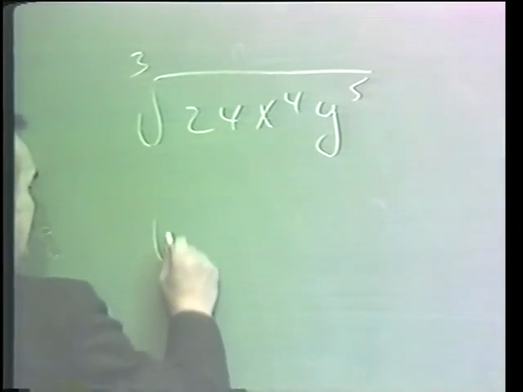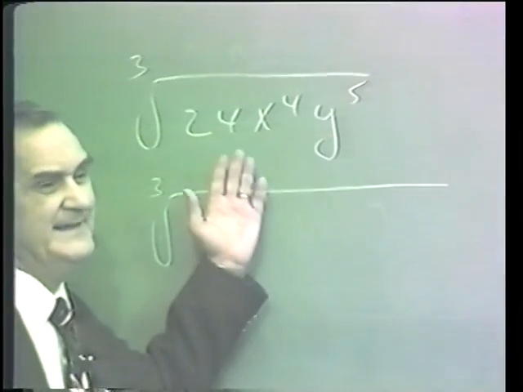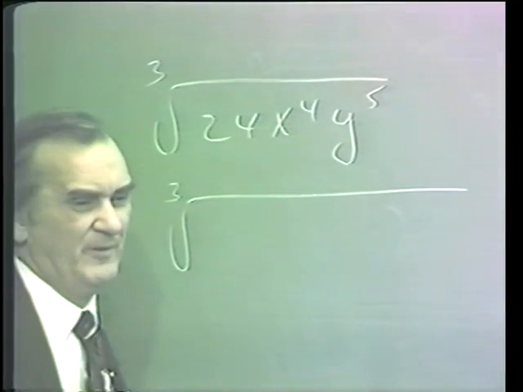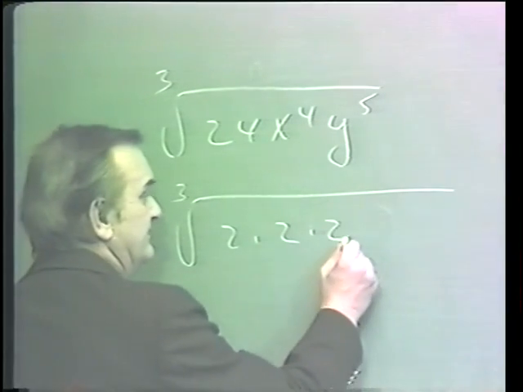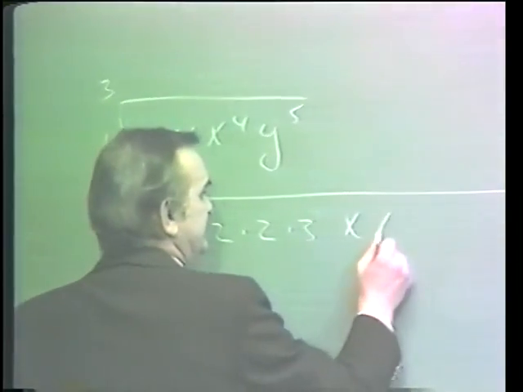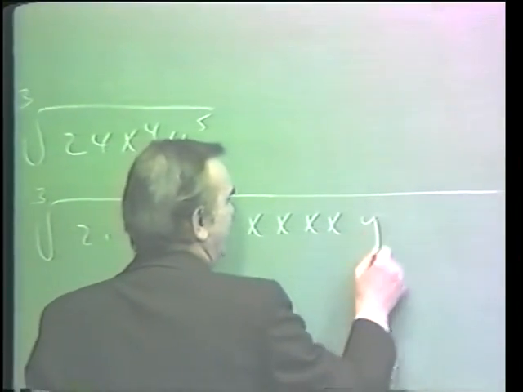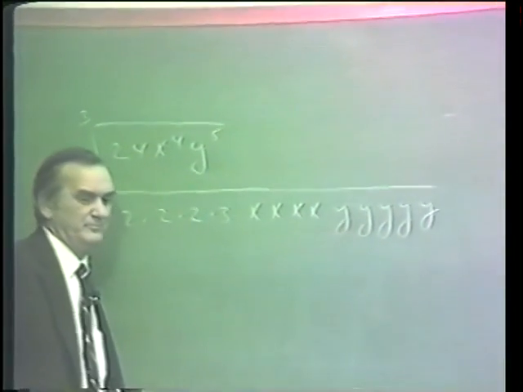Let's take a look. We're going to break that down into prime factors. Again, arithmetic. Break it down into the numbers you know. 24. Well, that's 4 times 6. 4 is 2 times 2. 6 is 2 times 3. X's. Well, we have 4 X's. And we have 5 Y's. And there it is in prime factors.